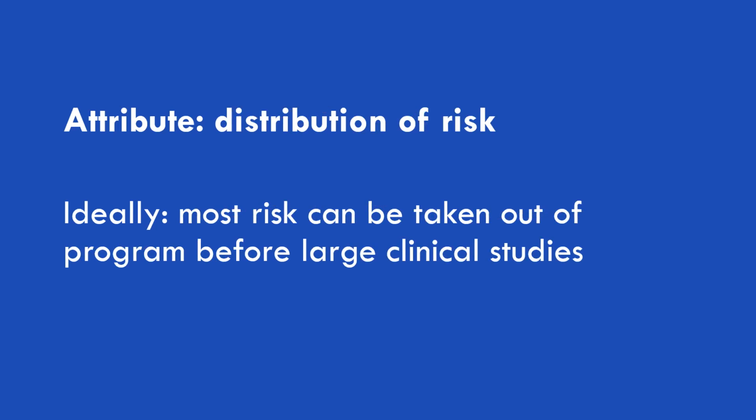Another attribute we already talked about a little bit is the distribution of the risk. This is a way to aggregate and synthesize all of the other risk attributes of a program. Again, ideally, you want to be able to take out as much risk as possible early on in the program, before large clinical studies. A lot of the prior attributes discuss the overall level of risk, but it's very important, perhaps more so, to think about where that risk occurs in your program.